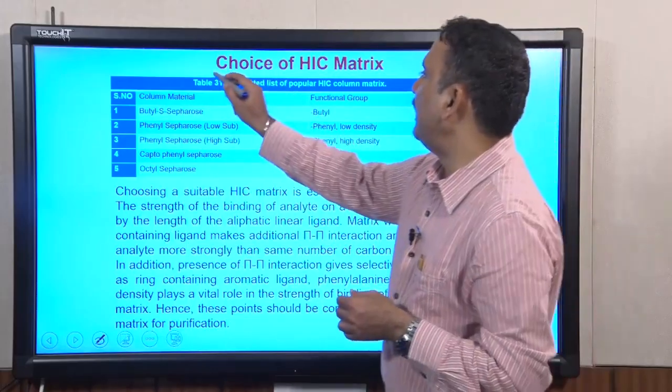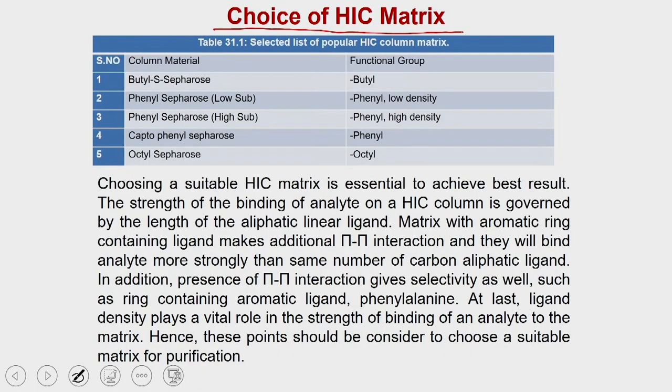So, the choice of HIC matrix: I have given a few examples like butyl Sepharose, phenyl Sepharose high substituted and low substituted. Then we have the Capto phenyl Sepharose and octyl Sepharose. You can have many more molecules. So you have the flexibility of having either aliphatic groups or aromatic groups attached to the beads, and accordingly these molecules are going to have differential affinity.